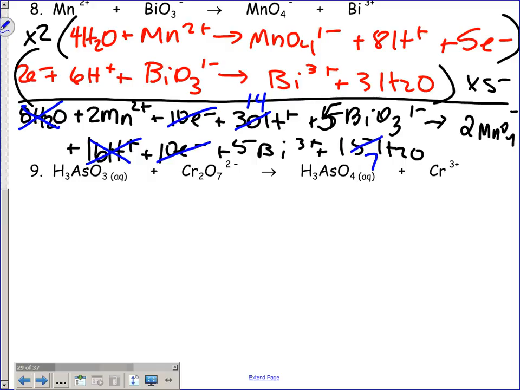Who's done 8? All right, let's double check this together. If you've done 8, in the end, you should have 2 manganese 2 pluses, 14 H pluses, 5 BiO3 1 minuses yields 2 permanganates, 5 Bi 3 pluses and 7 waters. Score. All right.